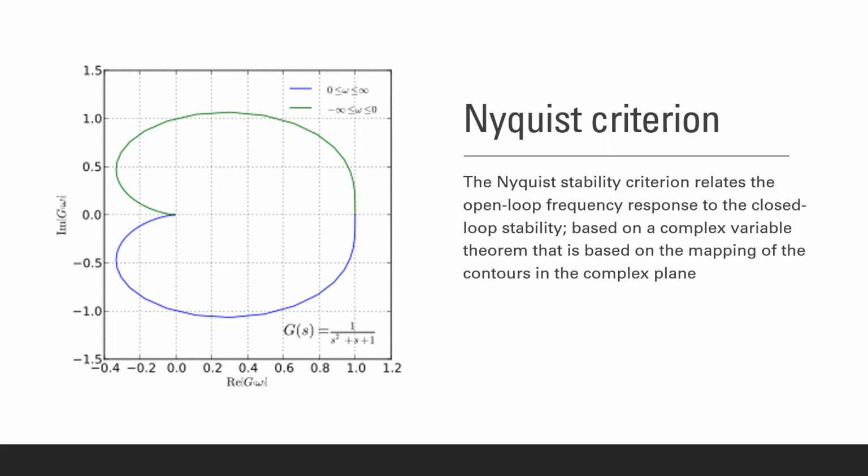And to measure how stable our system is, we have the Nyquist criterion. It says that when we design a control system, it is necessary that it be stable and have adequate relative stability. The Nyquist traces indicate whether a system is stable and the degree of stability of a stable system. The Nyquist stability criterion relates the open loop frequency response to the closed loop stability and is based on a complex variable theorem that is based on the mapping of contours in the complex plane.